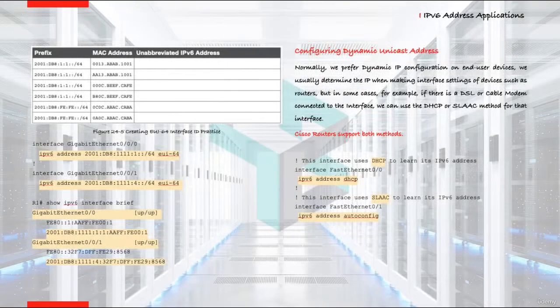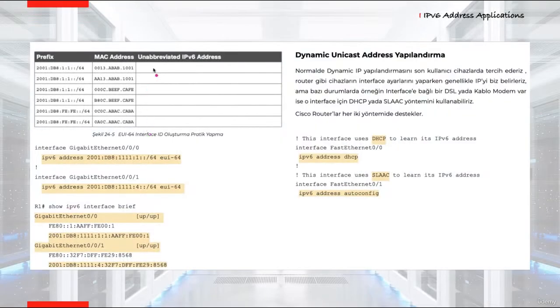On this page, let's do some practice for the EUI64 address format, where we have given our prefix as 2001:db8:11::/64 and here we give the MAC address. To find the interface ID, we immediately divide this MAC address in half and write FFFE in the middle. 0013, AB, FFFE, AB, 1001, first, second, third and fourth block. We add this intermediate FFFE to create the interface ID in EUI64 format. The first 6 values here and the last 6 values are our MAC address. This is 64-bit in total.